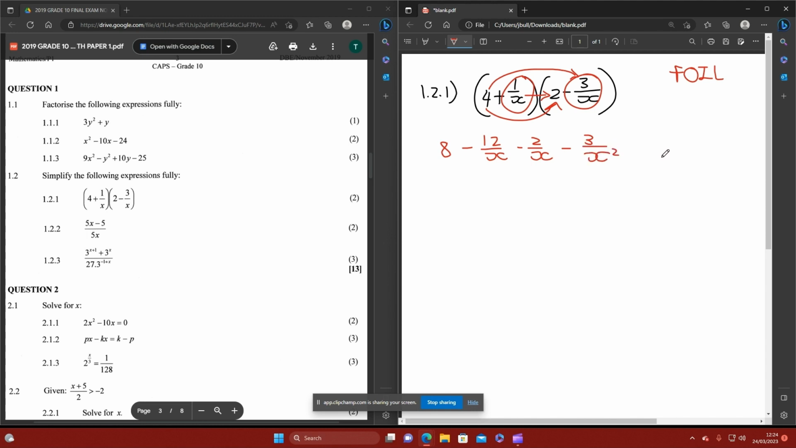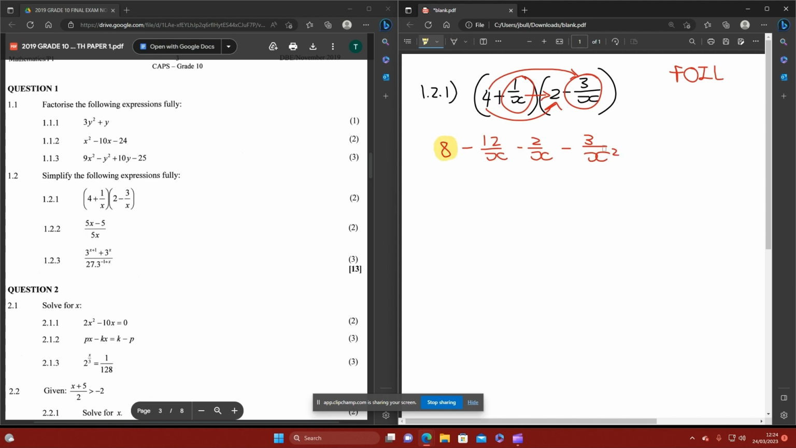Okay, it's looking a little bit better. We've got rid of the brackets, so we're making progress. What we then have to do is see which of these we can add up, and how we can simplify it a bit further. What I would say first of all is let's try to take out x as a common factor. We can't do much with this 8.